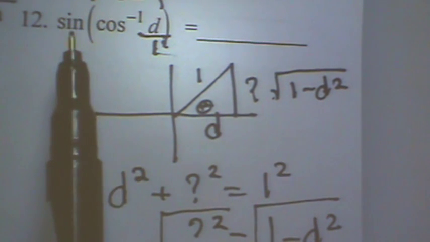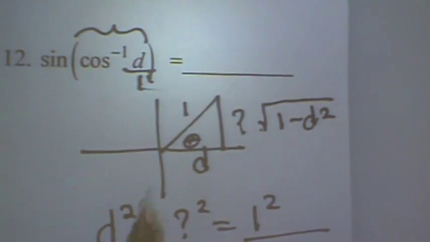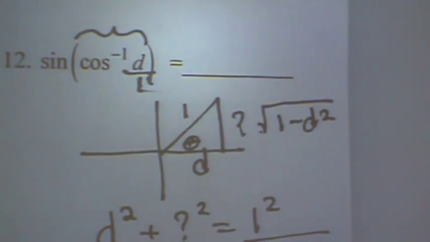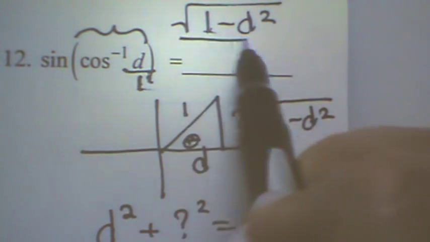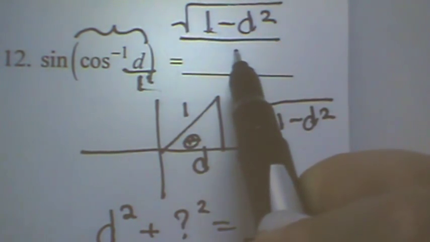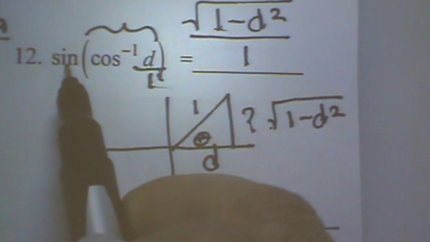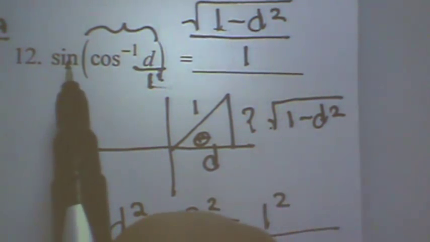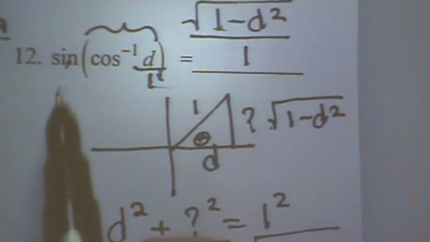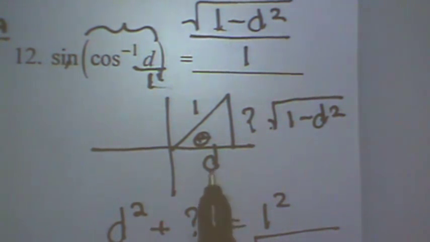So now if I ask you what's the sine of this whole thing, what would you say? Square root of 1 minus D squared. By the way, you can't simplify that anymore, over 1. What if I would have put a tangent word here? It'd be square root of 1 minus D squared over D. What if I would have put a cotangent here? It would have been D over that.